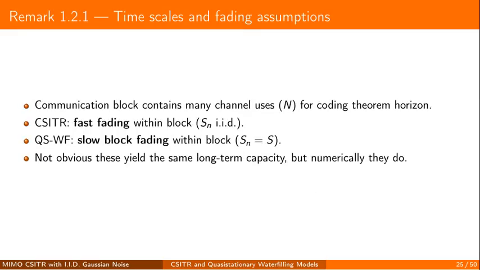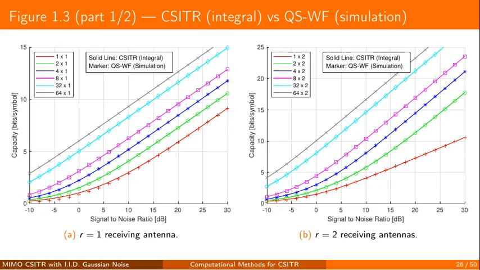The long-term capacity is the expectation of the per-block water-filling capacity, averaged over the distribution of the channel. A word on timescales. A communication block contains many channel uses, enough for the coding theorem to apply. The CSITR model treats the channel as changing within every one of those channel uses, fast fading. The quasi-stationary model, on the contrary, holds it constant over the block, slow block fading. There is no a priori reason these two models should yield the same long-term capacity, and yet, as we'll see numerically, they do.